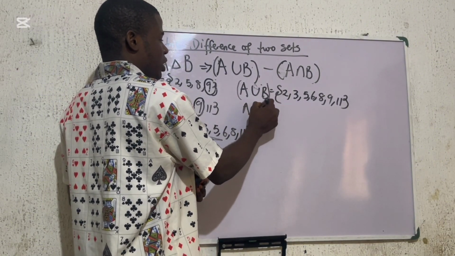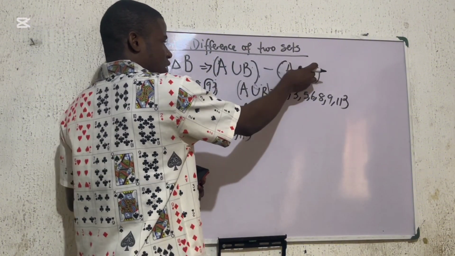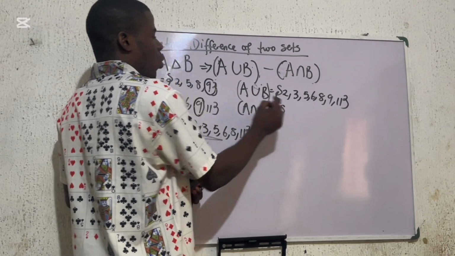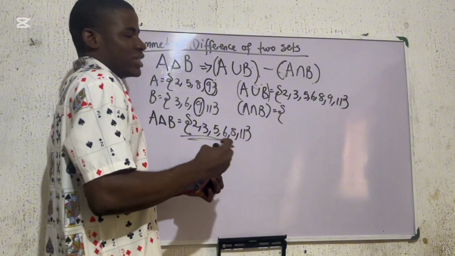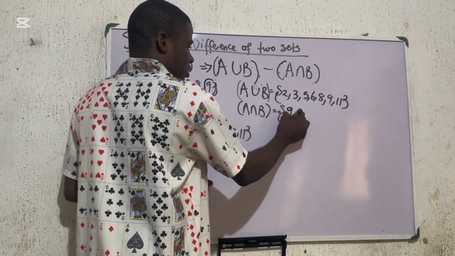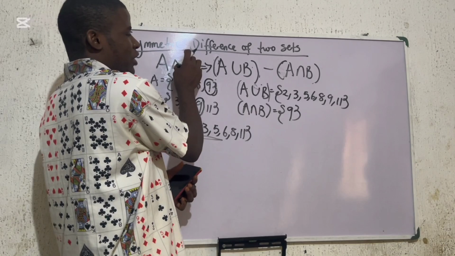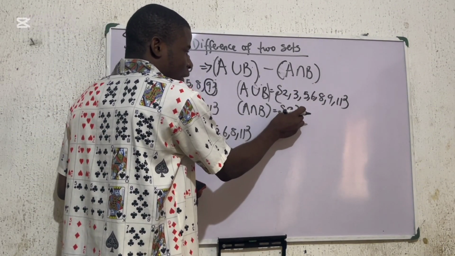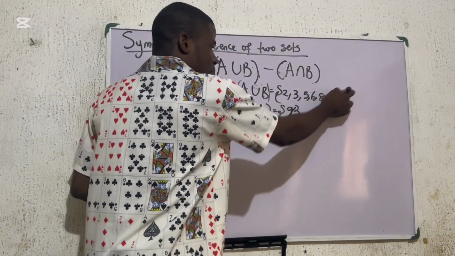Now, A intersection B. Because I'm trying to use this formula, I must get this and get this. I've gotten this as this. Then, A intersection B means what can I see in A and B? It means common elements that I can see in A and B, and that is 9, as we've seen earlier. Does it make sense? So the symmetric difference now means this minus this. The element that you have here, remove it from here. So I'm having 9 here, right? This 9, I'll remove it from here.